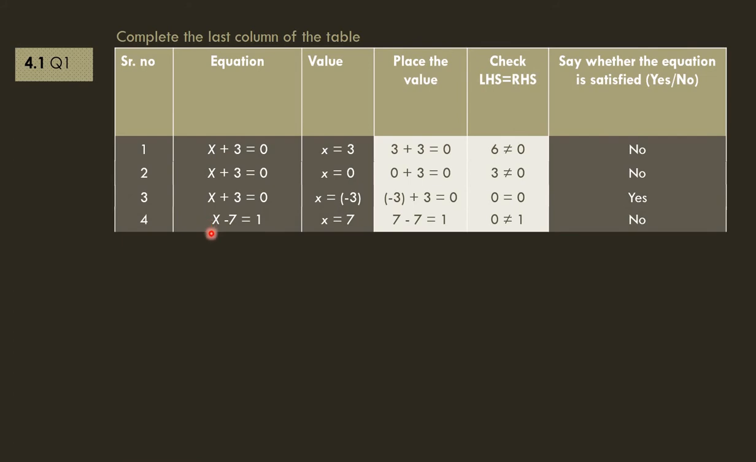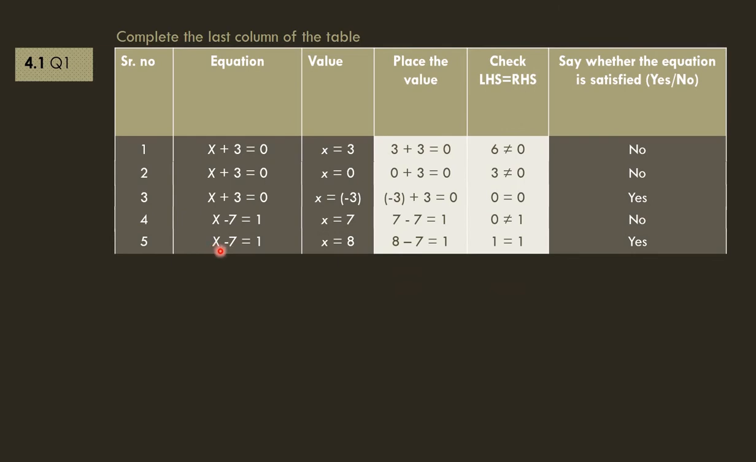Just now we have seen the equation with addition. The fourth equation is of subtraction. So the equation is x minus 7 is equal to 1. But you have to place the value of x as 7. So put this value into the left hand side. In the place of x, it will become 7 minus 7, which is 0. LHS is 0 and RHS is 1. It means LHS and RHS are not equal. That's why again I am going to write no in the last column.